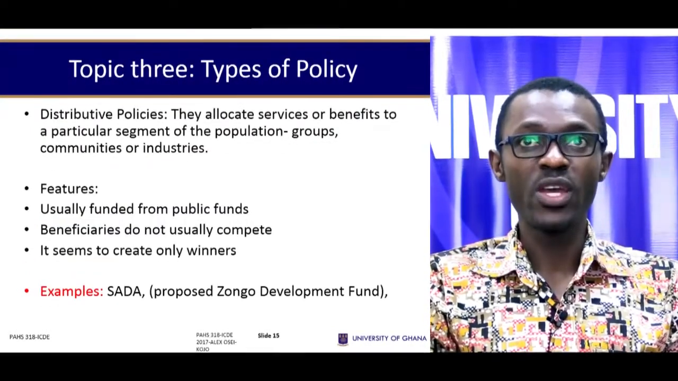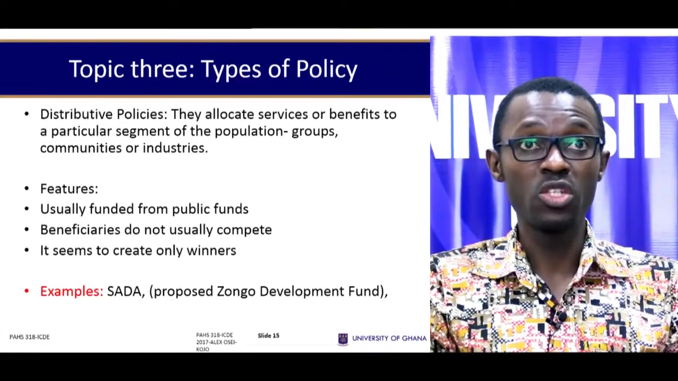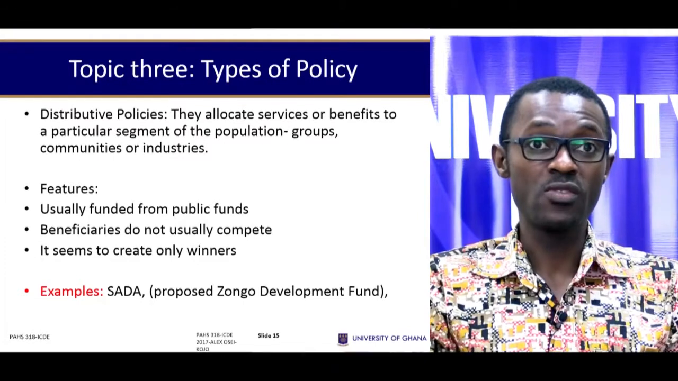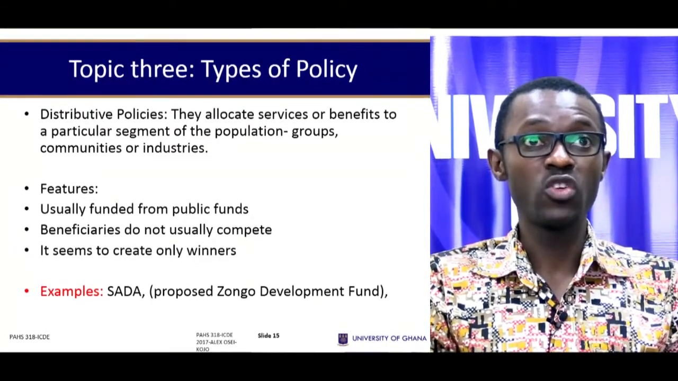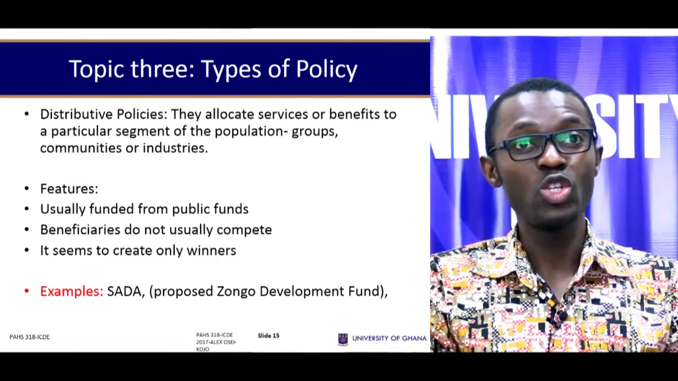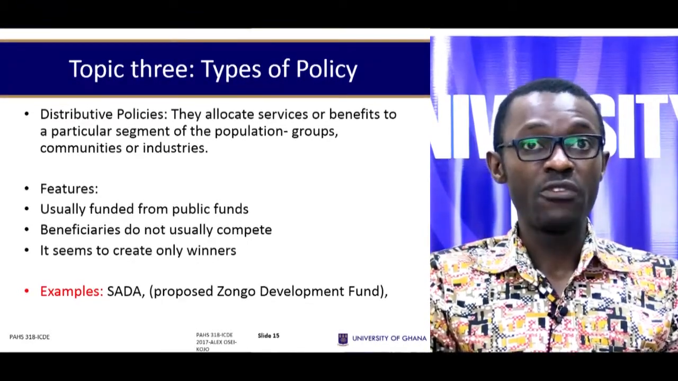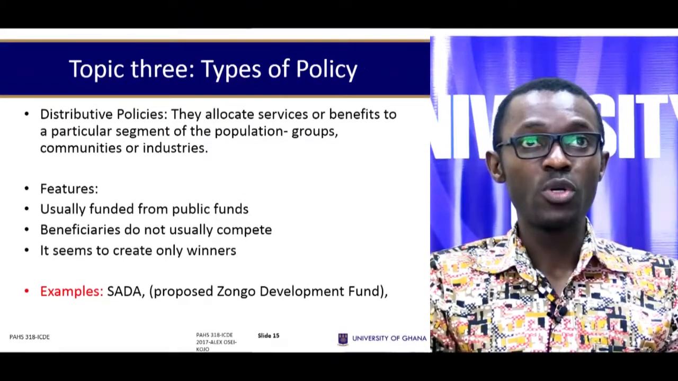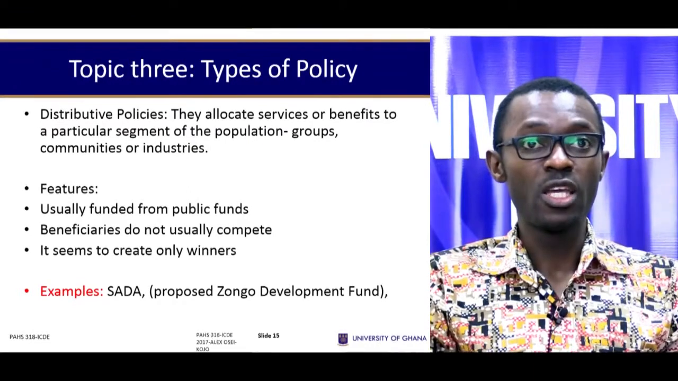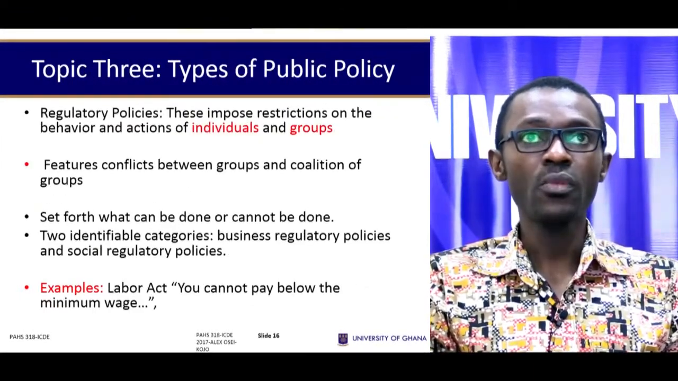Distributive policies allocate services or benefits to a particular segment of the population or groups because in most cases they are underserved or underprivileged. The features of distributive policies are that they are usually funded from public funds, and beneficiaries do not usually compete. Examples of distributive policies in Ghana include SADA, or the proposed Zongo Development Fund.